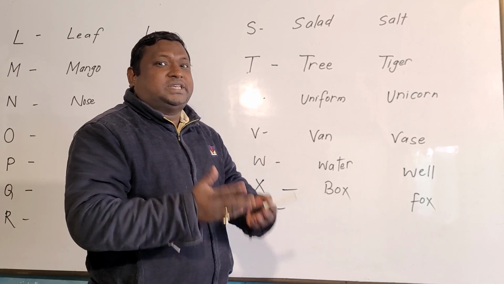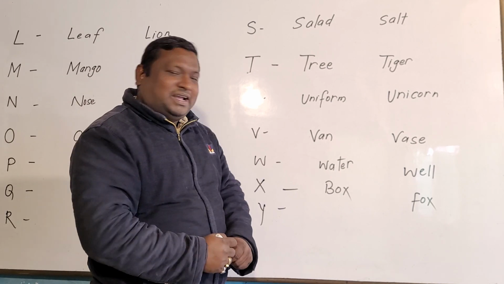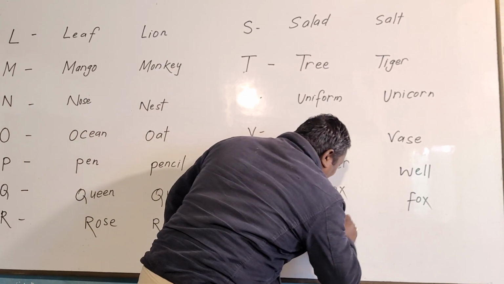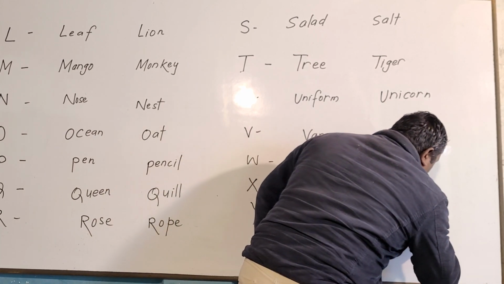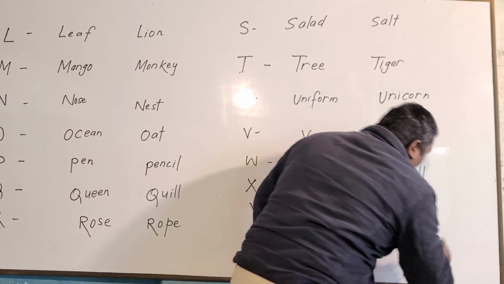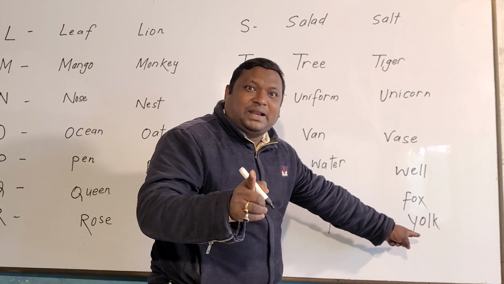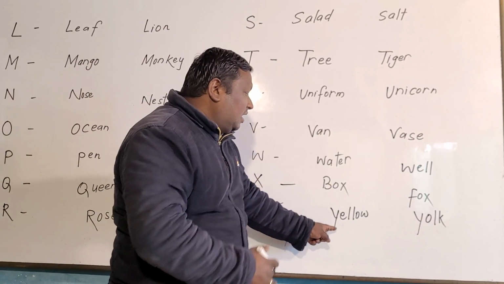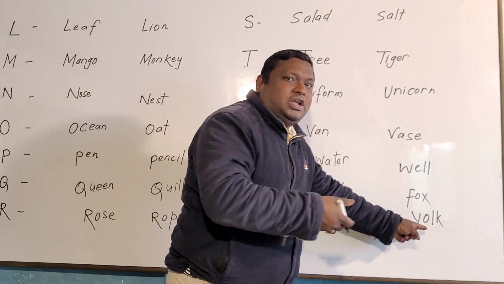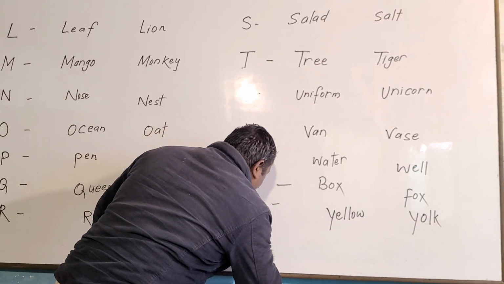Both start with the same letter. That is Y. I must write here yellow. Y-E-L-L-O-W, yellow, and Y-O-L-K, yolk. Yolk is the yellow part of an egg. And this is yellow. Yellow. Yolk.